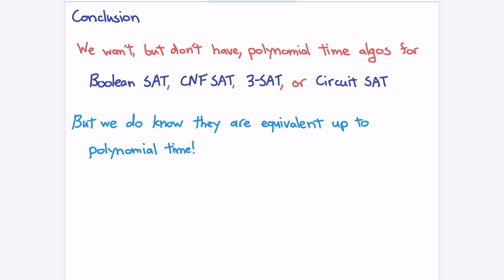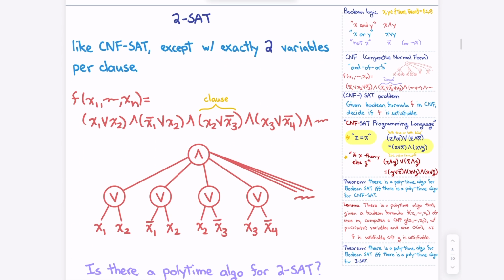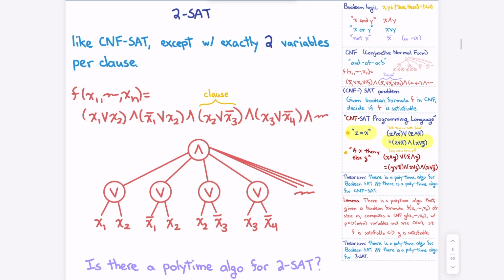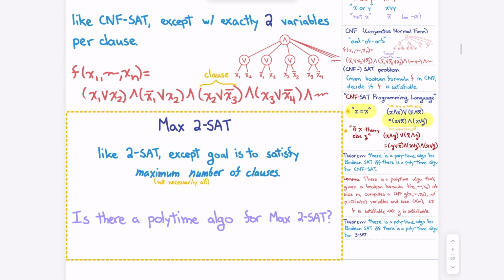All right, so today we'll look at an even more special case. Now I'm going to give you a formula with exactly two variables per clause. And the question is, is there a polynomial time algorithm when there are only two variables? Last time we did three, and we showed probably not, unless there's one for any Boolean formula. Now we're going to bring it down to two. That's one of two problems we'll look at.